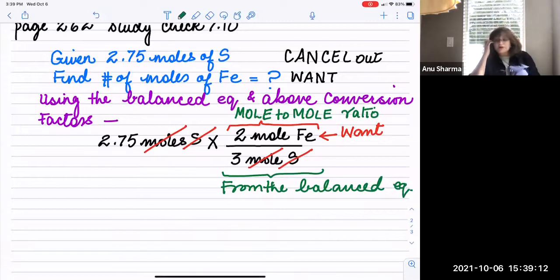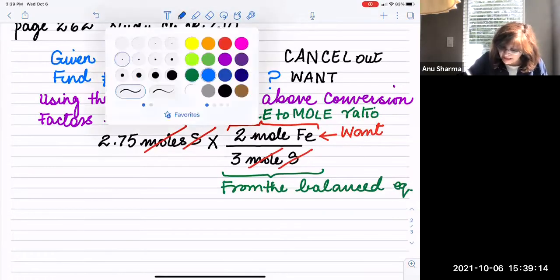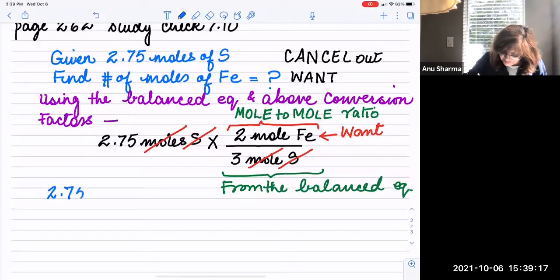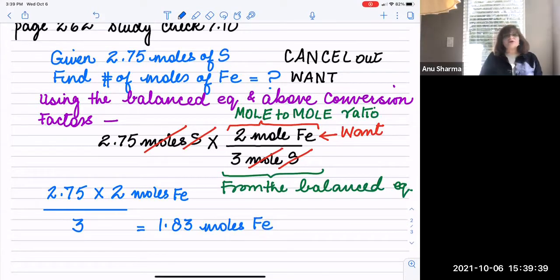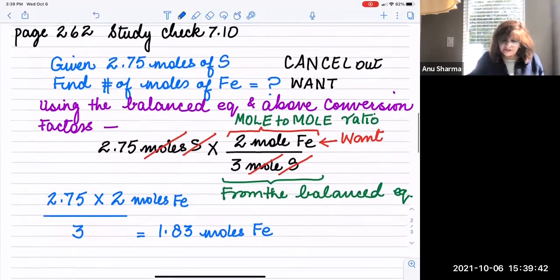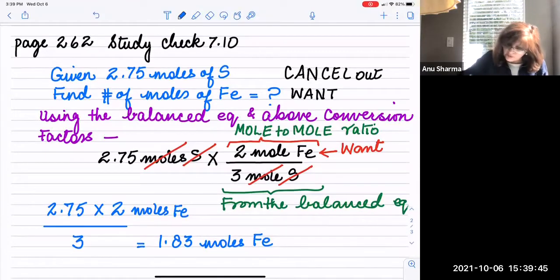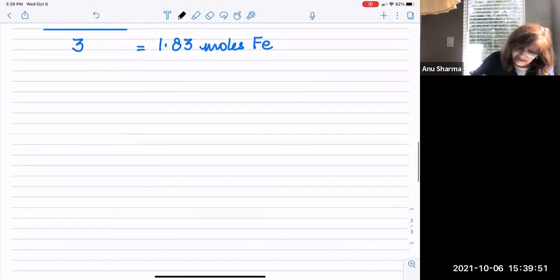So that's why it's very important to balance the equation, and the rest is just pure math, which is 2.75 multiplied by 2 and divided by 3. These are actually moles of iron, and this is going to give you the answer of 1.83 moles of iron. So this is the way you are going to do these problems. I can do one more here. Let's look at one example.